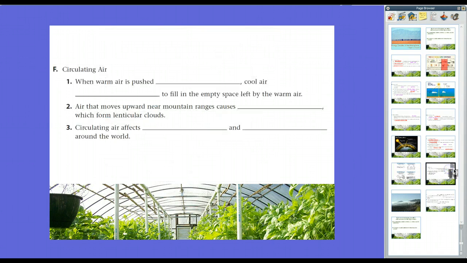Now, let's talk about circulating air, since we did talk about convection. A lot of weather, essentially all weather, is driven by this circulating air. And wind currents, which we'll talk about in the next lesson, have to do with this. When warm air is pushed upward because heat rises, cool air will sink to fill in the empty space left by the warm air. And like I talked about in the example in my classroom, the warm air moving to cold air, warm to cold, creates air currents.